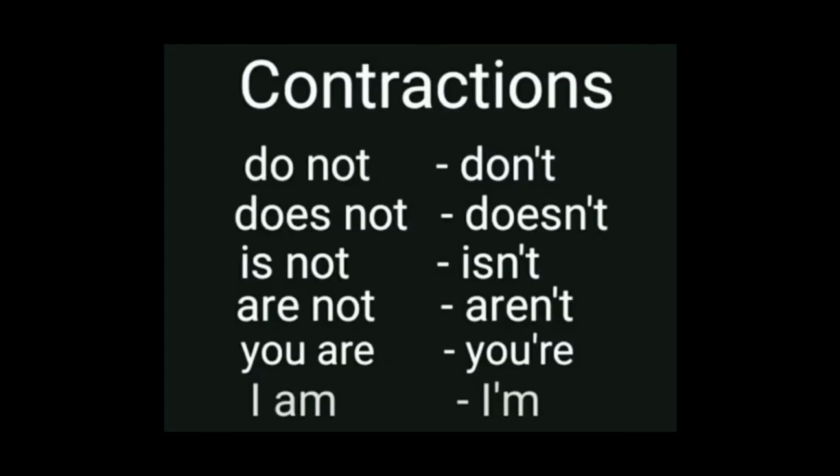Contractions are short forms or squeezed forms. For example, do not becomes don't. Here, two words do and not are put together and O of not is replaced by an apostrophe. Similarly, other contractions are does not becomes doesn't, is not isn't, are not aren't, you are you're, and I am I'm.